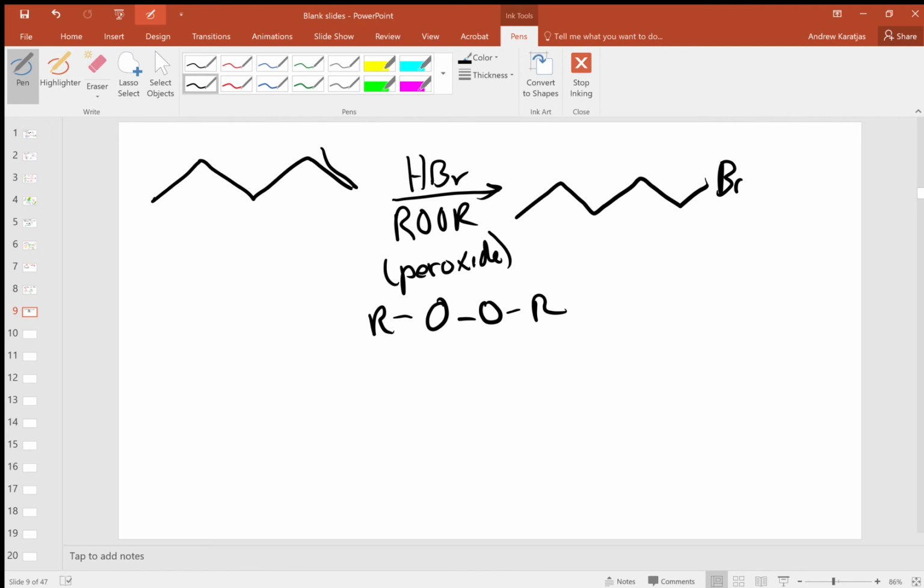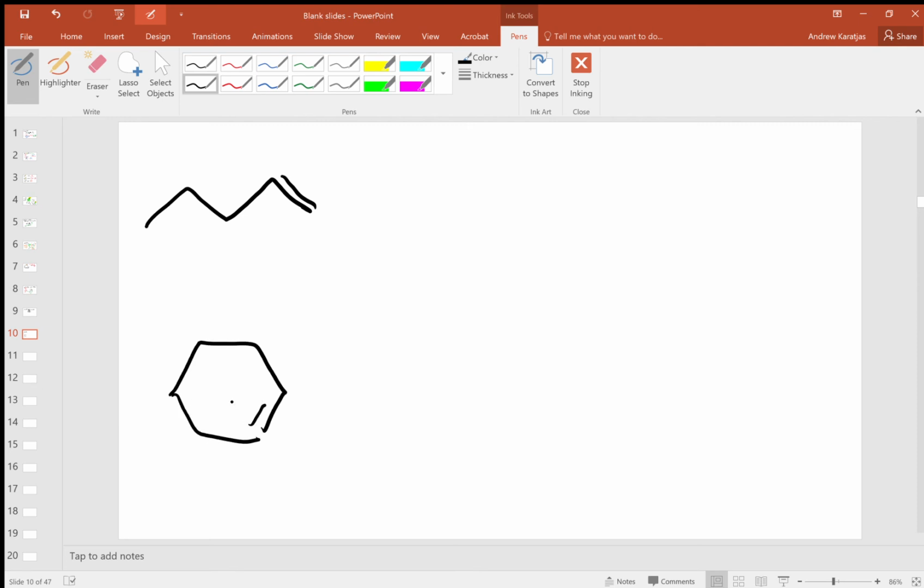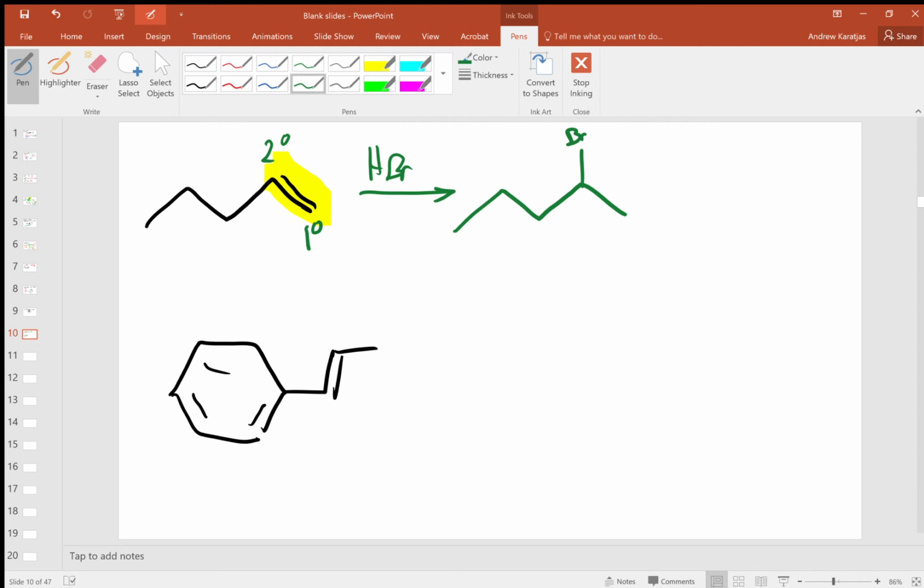All right, let's just look at a couple of examples. So in this first example, our alkene is here. If it reacts on the carbon on the right, we'd get a primary cation, but the other carbon would be secondary. And so we get substitution on the more substituted carbon.